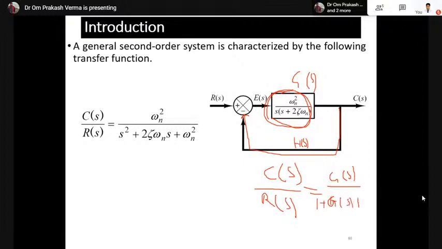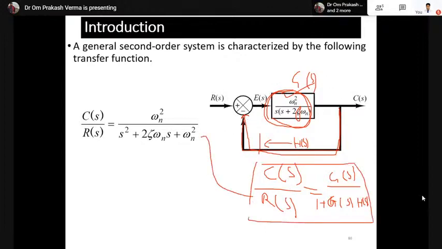So this is the transfer function where G(s) is given in this problem as omega n square upon s into s plus 2 zeta omega n. This is the zeta, this is the omega n. What is this? I will just cover in some moment. So H(s) is taken as unity feedback. When you solve this equation, you get this term omega n square upon s square plus 2 zeta omega n s plus omega n square.